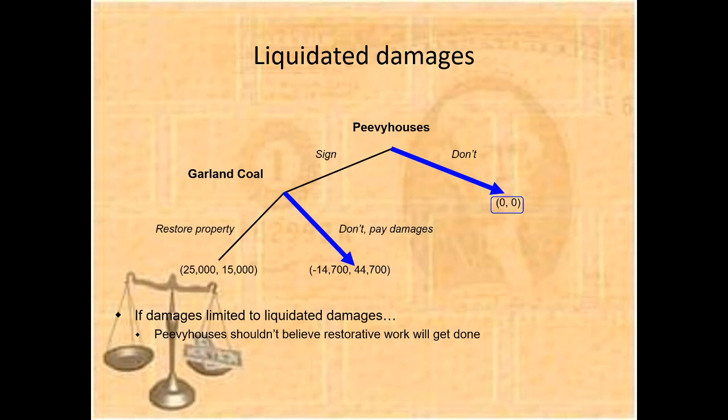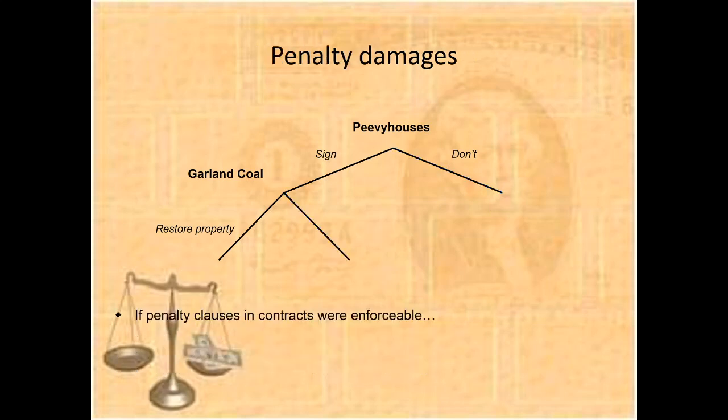So PV House shouldn't believe the restoration work will get done. So PV House is better off refusing to sign. So even though mining and restoring Pareto dominates, we know that mining and restoring is in this case a Pareto domination, where both parties get better off, because 0 is less than 50,000. Nobody has a disutility, both gain. But that has not actually happened because of the opportunistic behavior which people anticipate.